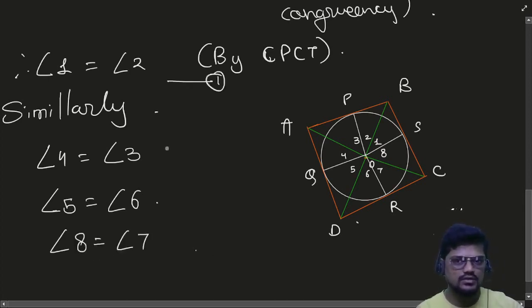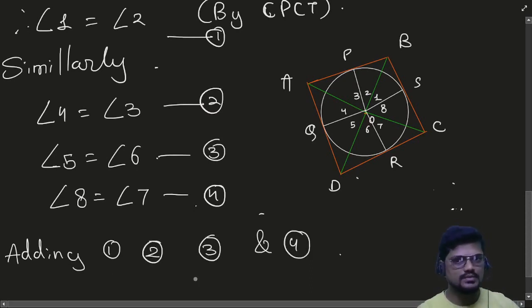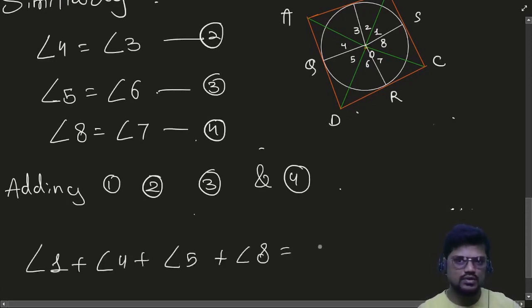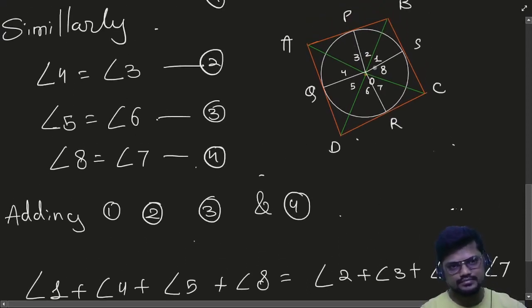If I say this is 1, 2, 3 and 4, adding all of them, what do you get? Angle 1 plus angle 4 plus angle 5 plus angle 8 will be equal to angle 2 plus angle 3 plus angle 6 plus angle 7.